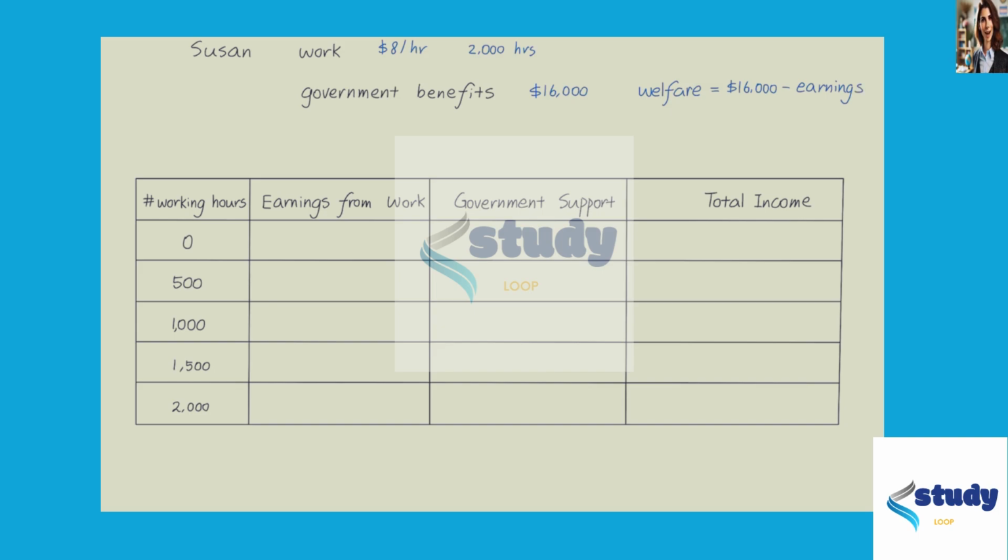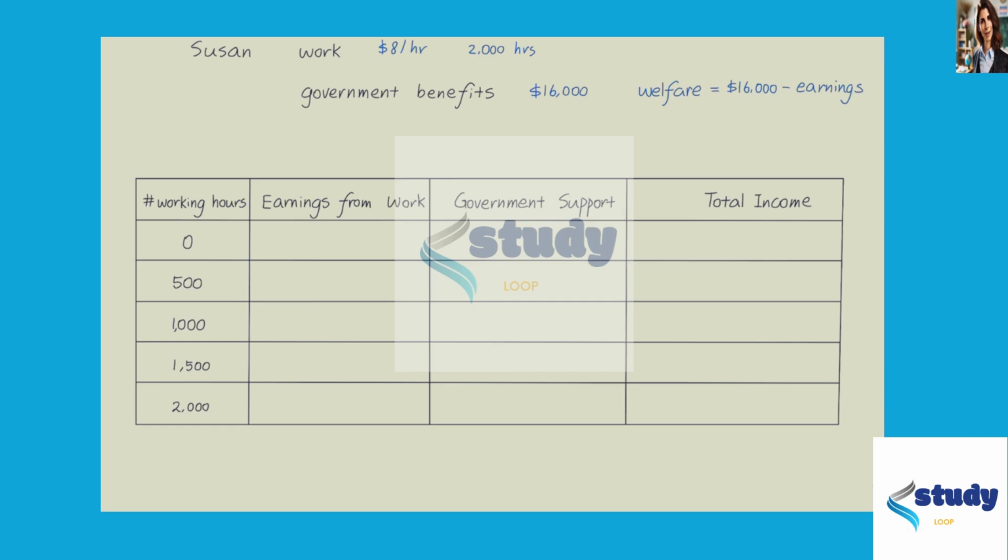We would like to create a table that shows the different choices for Susan. The first column shows Susan's choices of how many hours to work per year, up to 2,000 hours, and we have the numbers here in the leftmost column. The second column should show her earnings from work. The third column should show her level of government support given her earnings. And the final column should show her total income, combining earnings and government support.